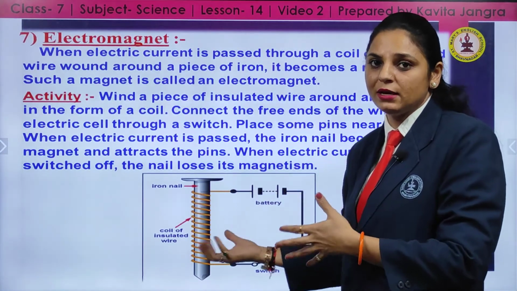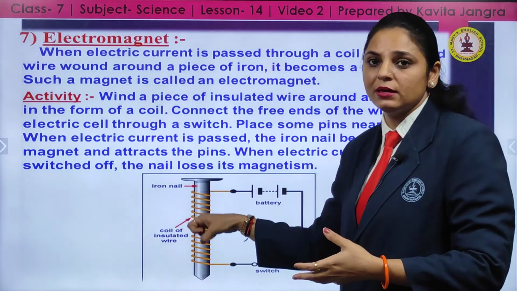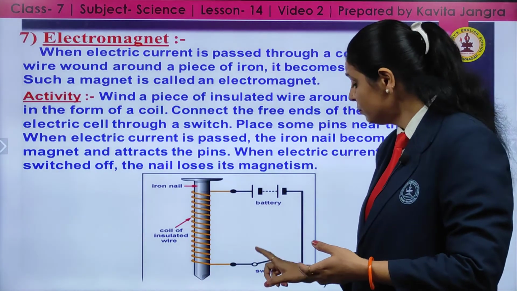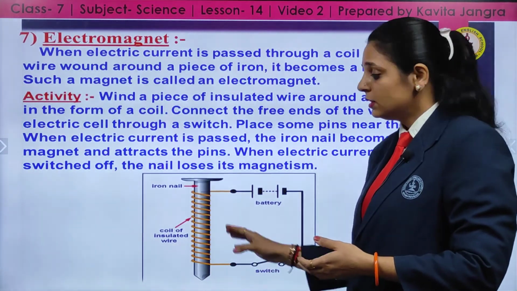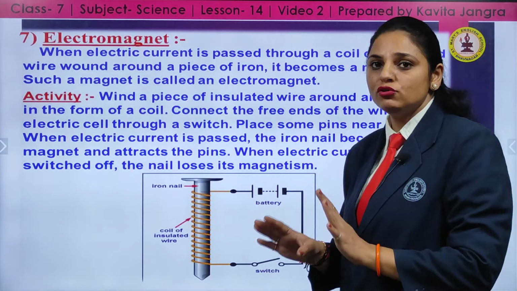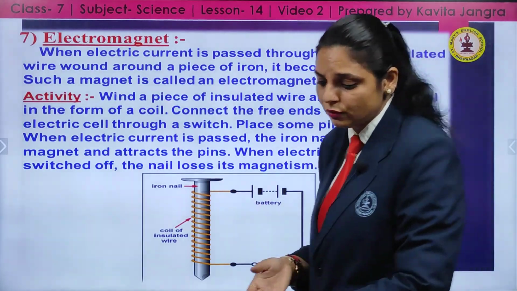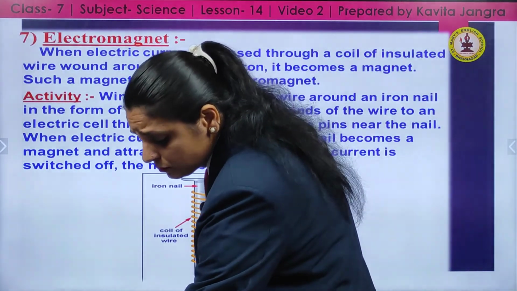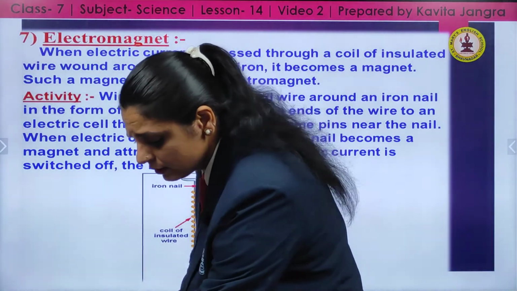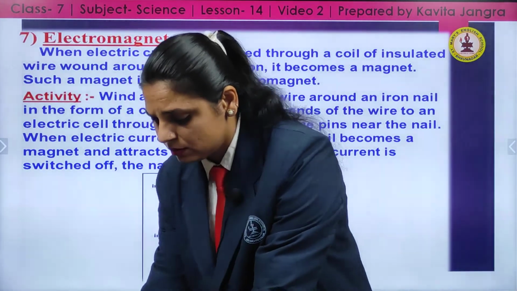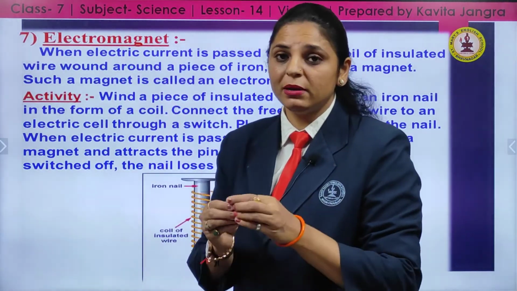will behave like a magnet. It will start attracting the iron objects towards itself. But if you turn off this switch, this magnetic effect is dropped. So what is the advantage over here of this electromagnet as compared to the permanent magnet?